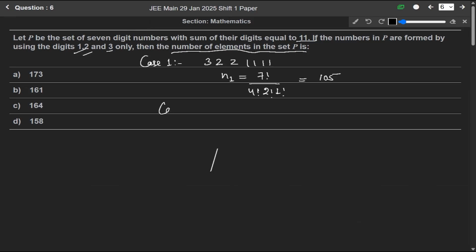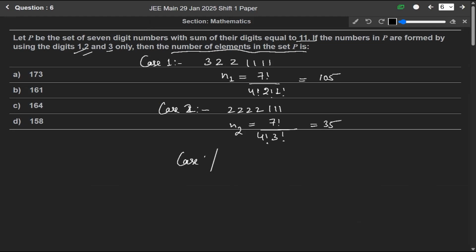Okay. Now case 2. In the second case, we can use 2, 2, 2, 2, and 1, 1, 1. So 2, 2, 2, 8, 9, 10, 11. So for N2 we can write 7 factorial over 4 factorial over 3 factorial. So it will be 35.